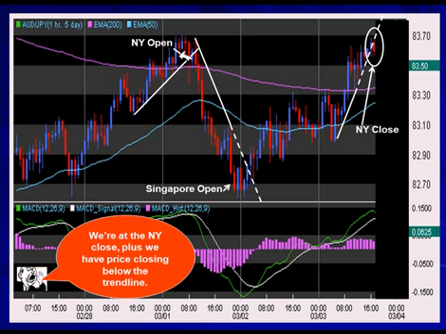Up to now, we've talked about the New York Open, 8 a.m. Eastern Time, Singapore Open, 9 p.m. Eastern Time, and now we're into the third day here. We're at the New York close on March the 3rd, a Thursday. So we're looking to go short. We've already covered our long trade back here. We've had two good trades, one down and one up, and now we're looking for another short trade here.